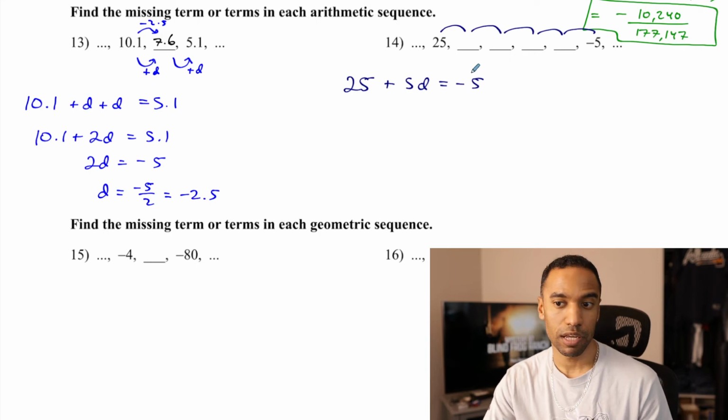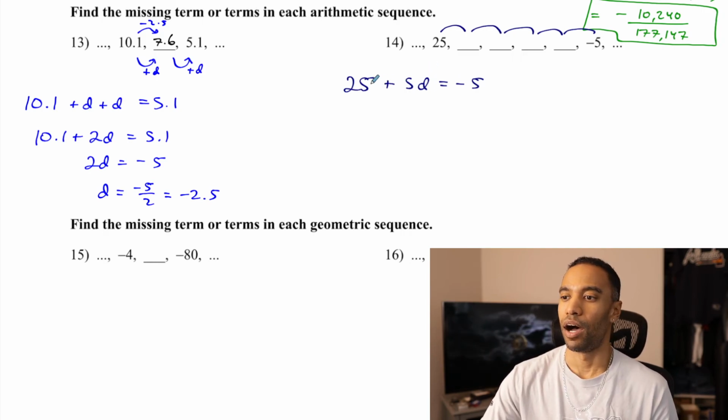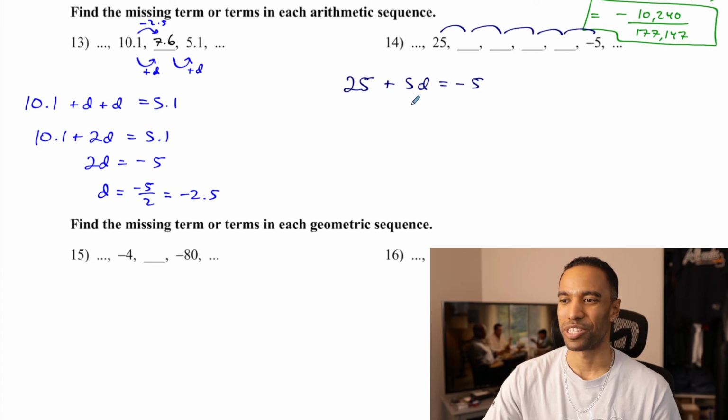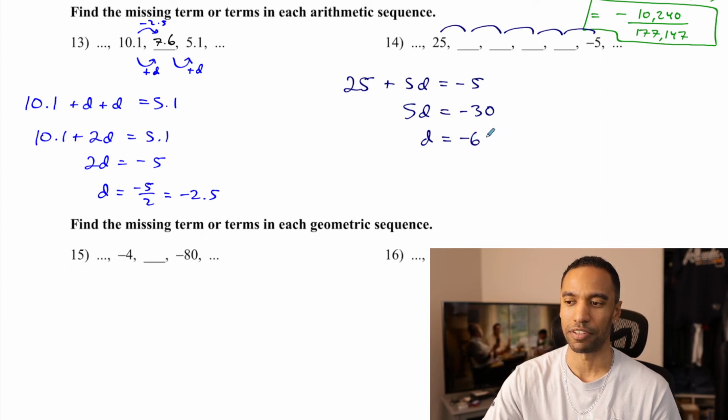This might not be a clean number either, right? The whole goal of this is I don't want to necessarily make this the easiest thing possible. Maybe it is, maybe it isn't. Subtract, actually maybe this one is. Subtract 25 from both sides, you get 5d equals negative 30. Divide both sides by 5, you get d equals negative 6.